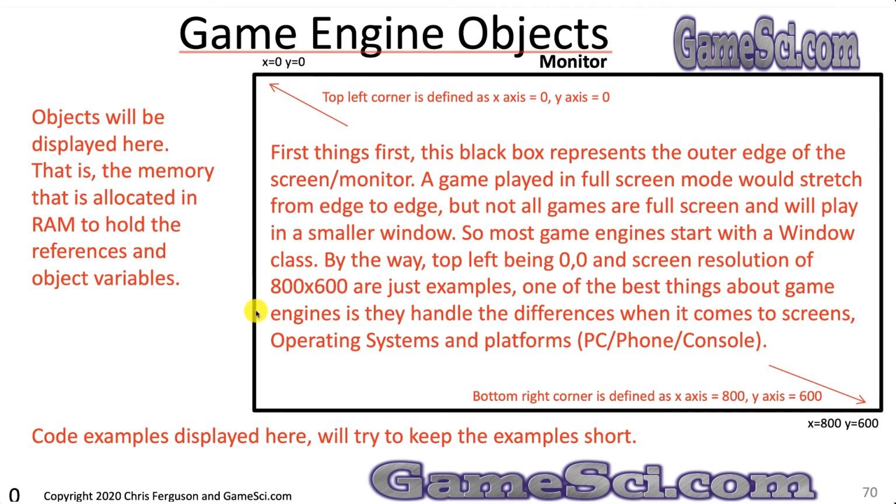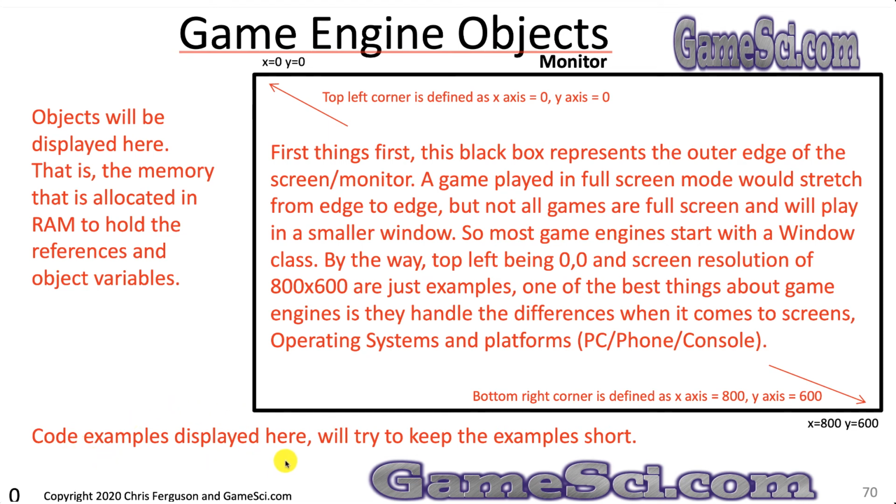One of the best things about game engines is they handle all these differences when it comes to screens, operating systems, and platforms. We will use a standard 800 by 600 screen, but a good game engine will handle any screen resolution for you, any screen size for you. The top left corner will be defined as 0,0 on the screen, x-axis and y-axis, and the bottom right corner will be x-axis 800 and y-axis 600.